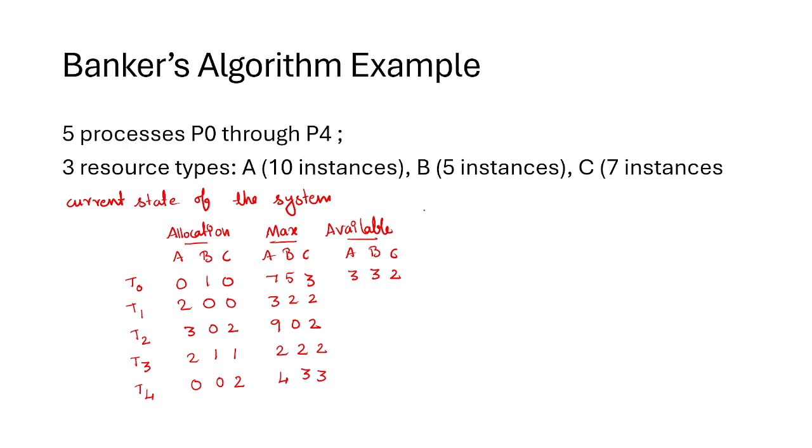So from that we need to calculate the need matrix. Already we know the formula for calculating the need: need is equal to maximum requirement minus already allocated. So we calculate the need for each thread.